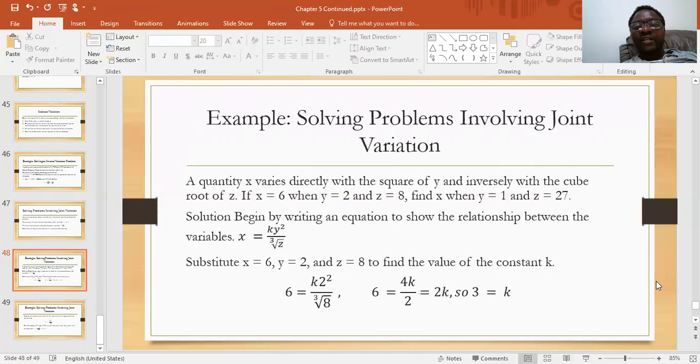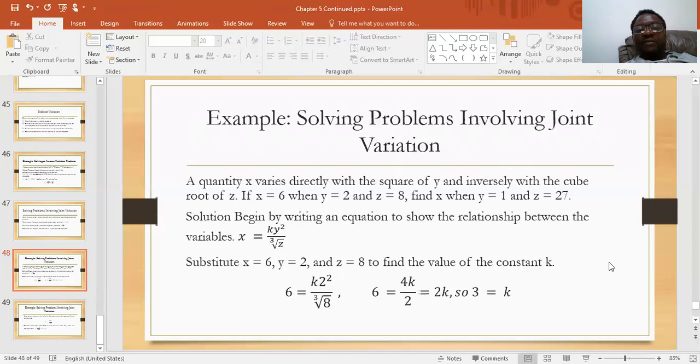A quantity x varies directly with the square of y and inversely with the cube root of z. If x equals 6 when y equals 2 and z equals 8, find x when y equals 1 and z equals 27. Solution: begin by writing an equation to show the relationship between the variables. We say that x varies directly with the square of y and inversely with the cube root of z, so we write x equals k y squared over z raised to the power 1 over 3.